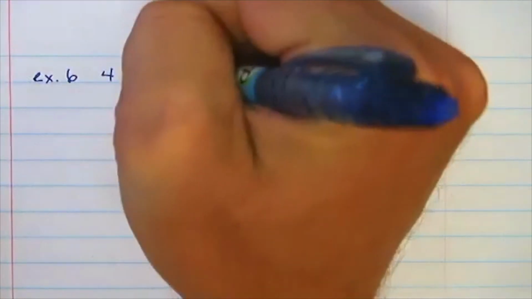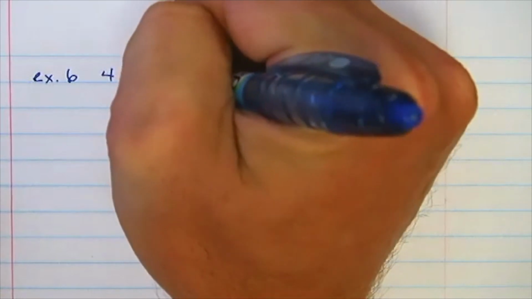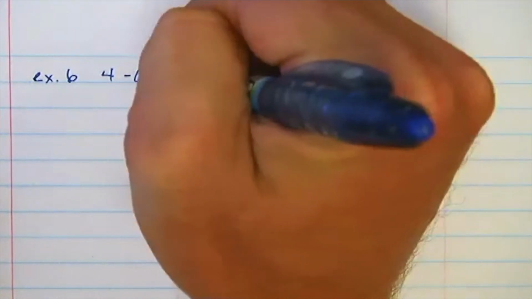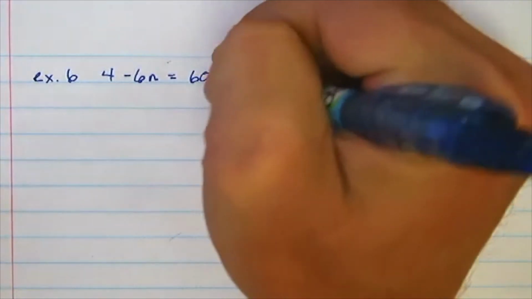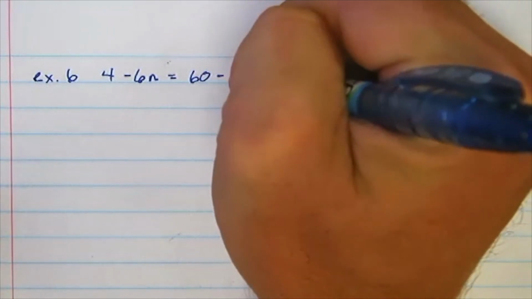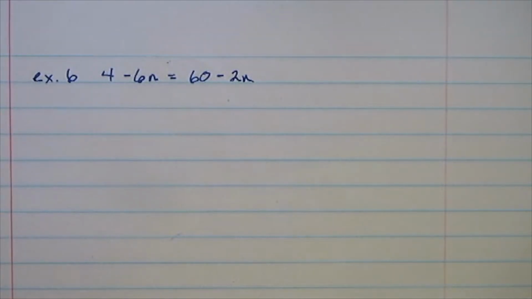4 minus 6n equals 60 minus 2n. All right, so kind of the same situation. We have variables on both sides of the equal sign.